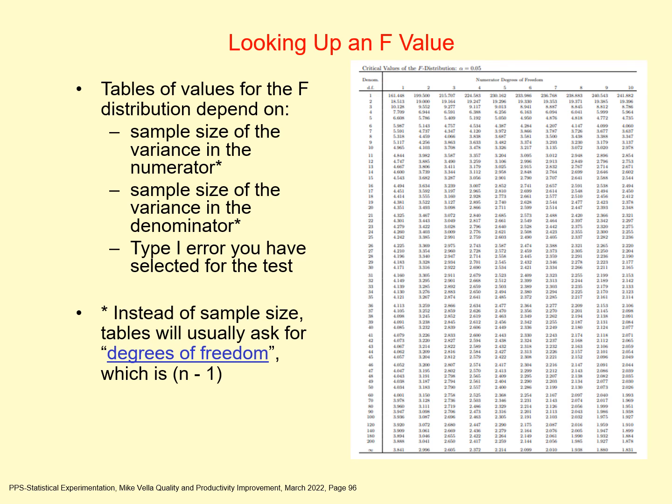So tables for the F distribution are a bit different than the standard normal table distribution that we spoke about in hypothesis testing. The tables depend on the sample size of the variance in the numerator of the ratio of variances, the sample size of the variance in the denominator of the ratio of variances, and the type 1 error of the test you selected. So you'll note that instead of sample sizes, tables will usually ask for DF, or degrees of freedom, which you'll recognize to be n, or the sample size, minus 1.